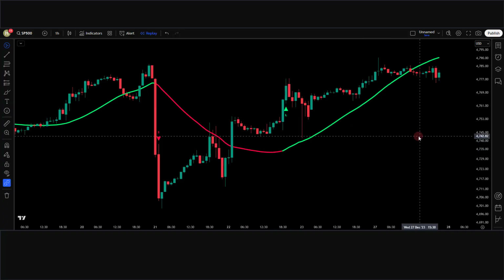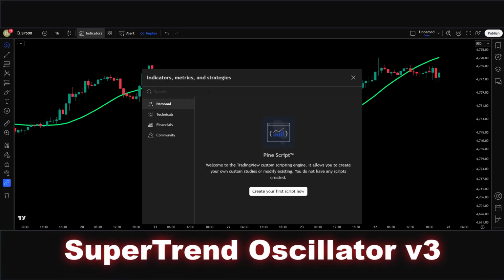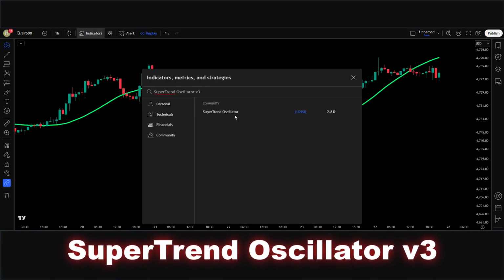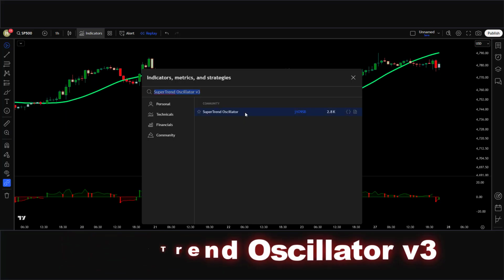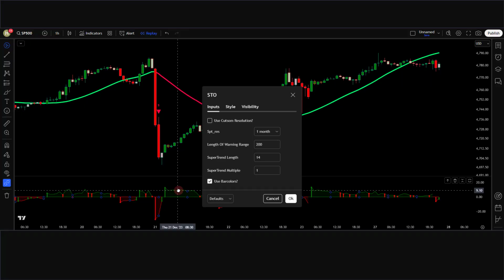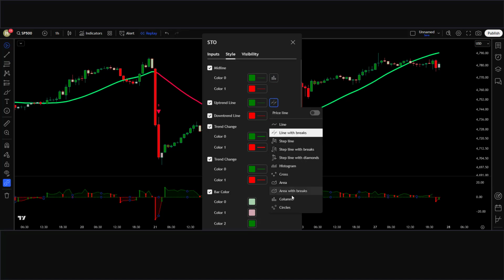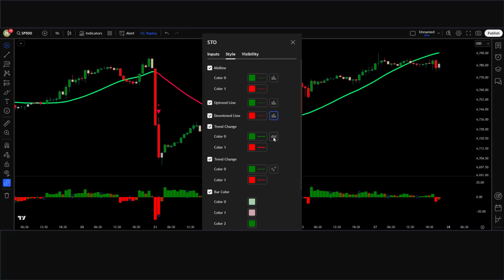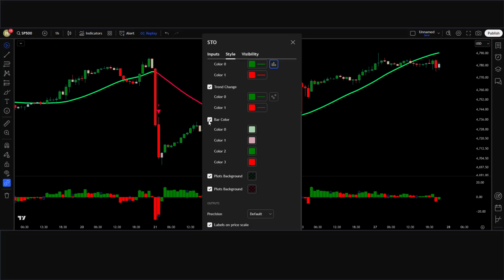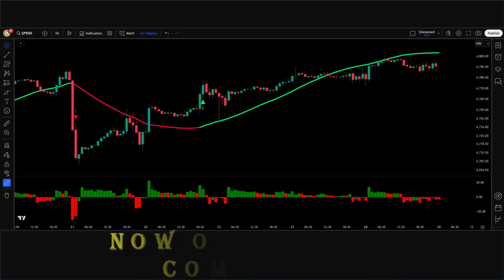After that we have to apply another indicator on the chart. Second indicator name is SuperTrend Oscillator V3. Let's change the settings of the indicator. Now go to the Style tab. Hide some options. Now our trading setup is completely ready.